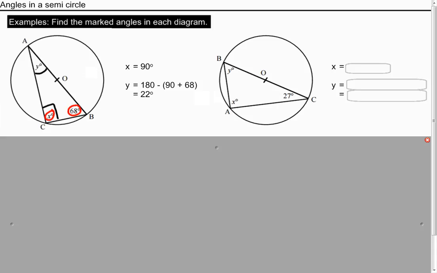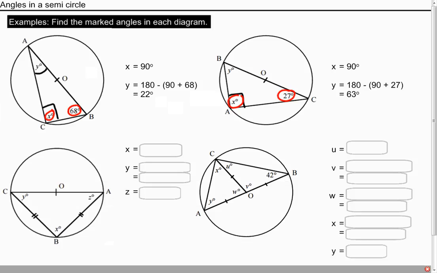Second one, again, BOC, passing through the centre from one side to the other. So that's a diameter. I've got a semicircle there. So this means straight away I can identify X as a right angle. Again, Y, the third angle in a triangle. So using these 2, I know they'll add up to 180. So Y is going to be 180, take away 90 plus 27. So that should give me 63.